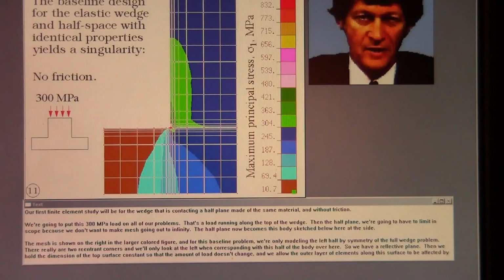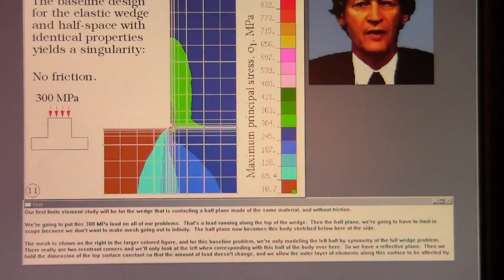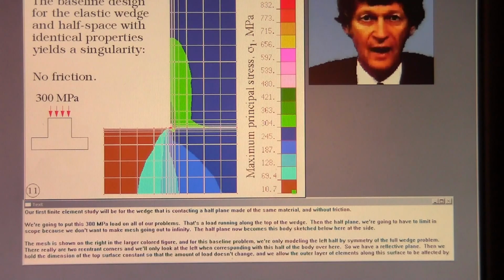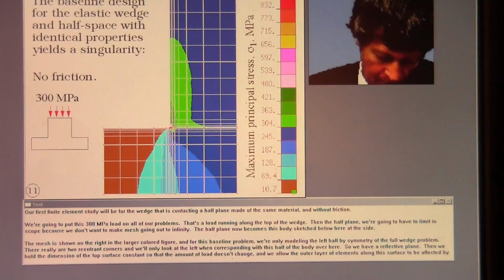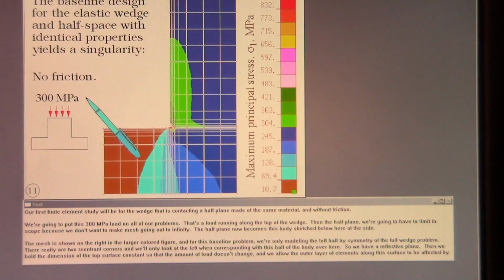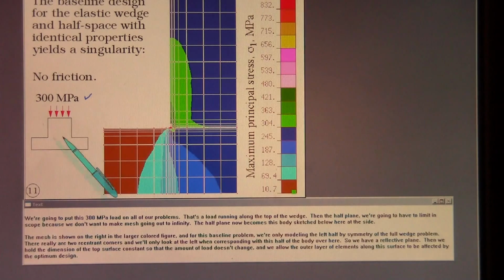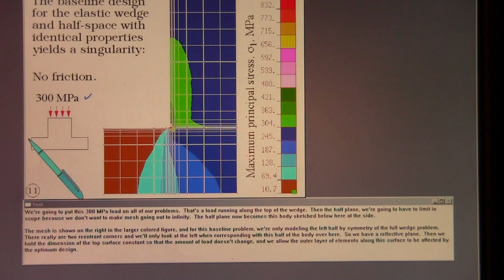Our first finite element study will be for the wedge that is contacting a half plane made of the same material and without friction. We're going to put this 300 megapascal load on all of our problems. That's a load running along the top of the wedge. Then the half plane, we're going to have to limit in scope because we don't want to make mesh going out to infinity. So the half plane now becomes this body sketched below here at the side.